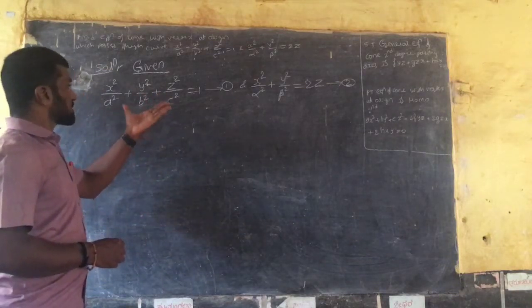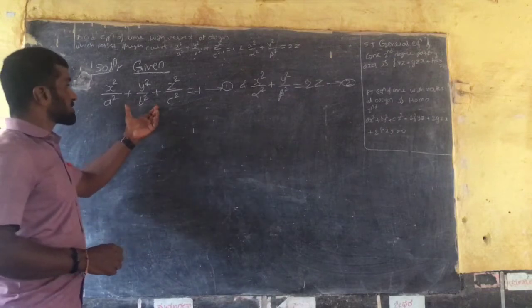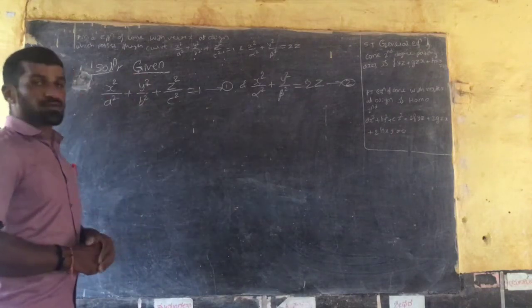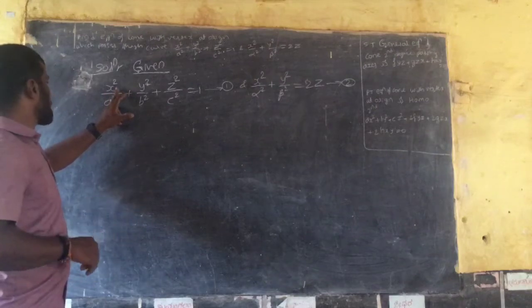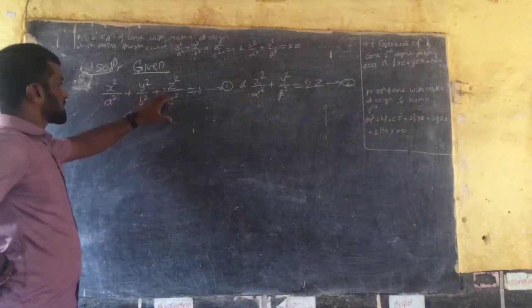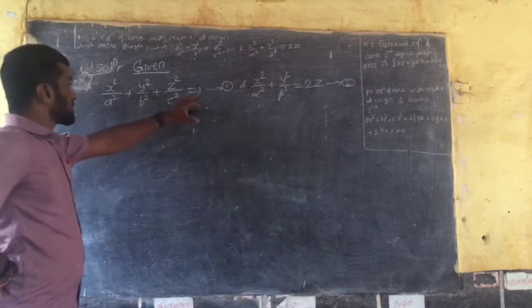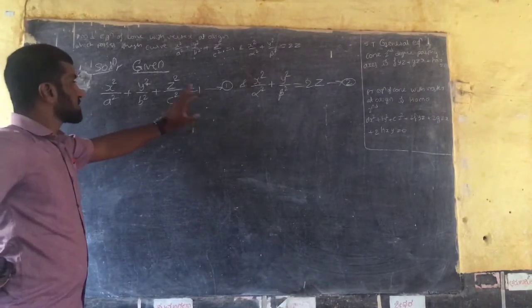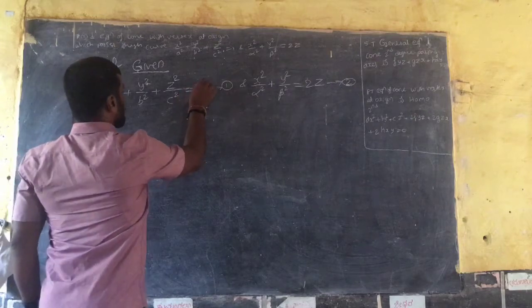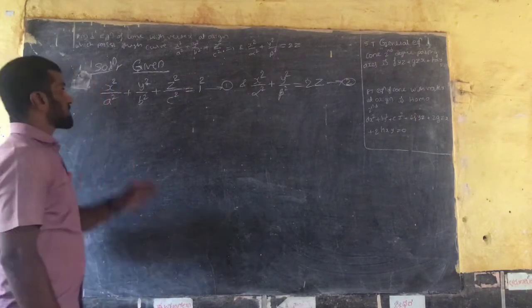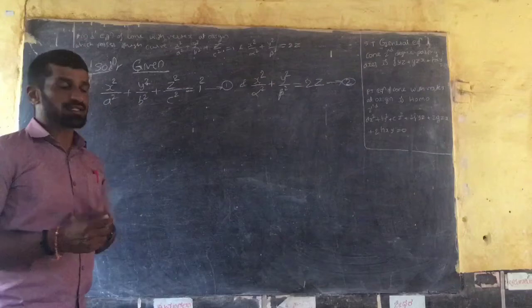First, both are quadratic equations. Choose any one equation. I can choose the first equation and make it homogeneous. So x square is there, y square, z square is there, but the constant is purely 1, so I can make it homogeneous. The 1 can be written as 1 into 1 square. Now this equation is a homogeneous equation.